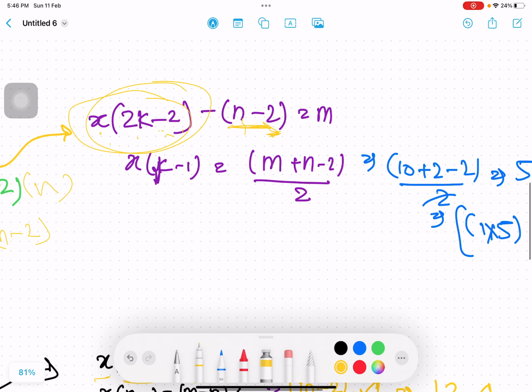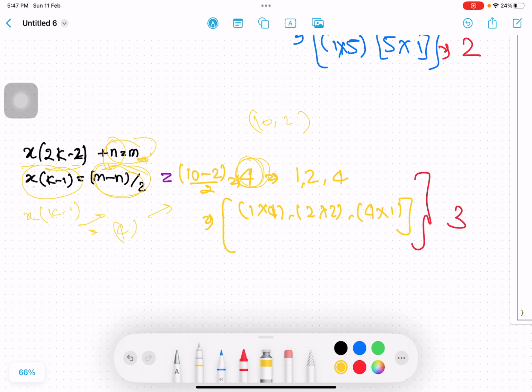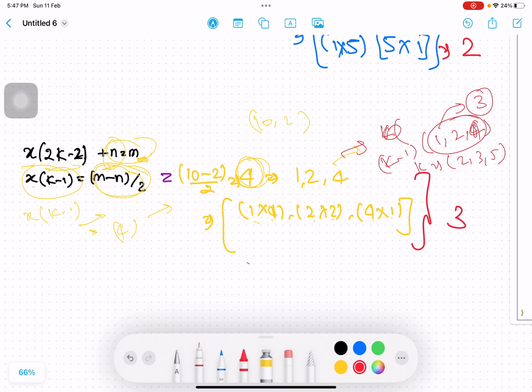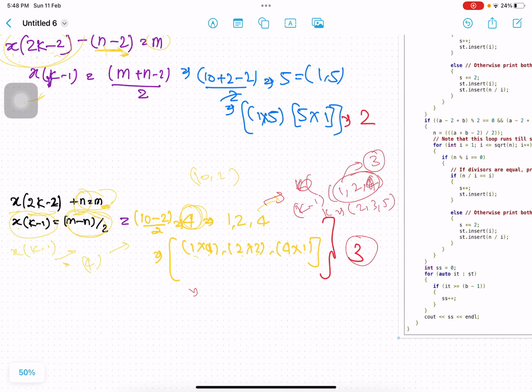If we simplify this whole one, m minus n divided by 2 should be equal to x into k minus 1. So in the first case, for 10 comma 2, we will get the value 4. m minus n divided by 2 is equal to 4. So the values of x and k minus 1 can be 1 comma 4, 2 comma 2 and 4 comma 1. So k minus 1 can have values 1, 2 or 4, I mean k is 2, 3 or 5. So it can have a total of 3 different values, and to find this we will use a method.